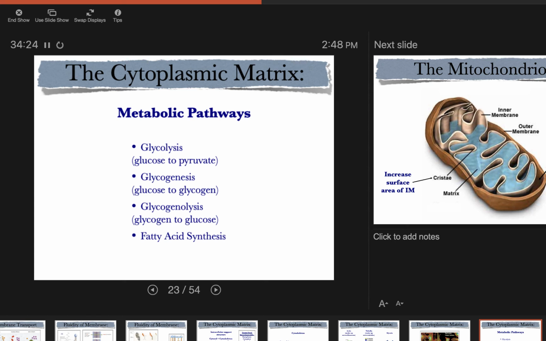So let's start with a basic definition of glycolysis. We're going to say glycolysis is the metabolism of glucose to pyruvate. More specifically, how many pyruvates? 2, right? Glucose has 6 carbons. Pyruvate, 3. So we make 2 pyruvates from each glucose. Glycolysis is in the cytosol.